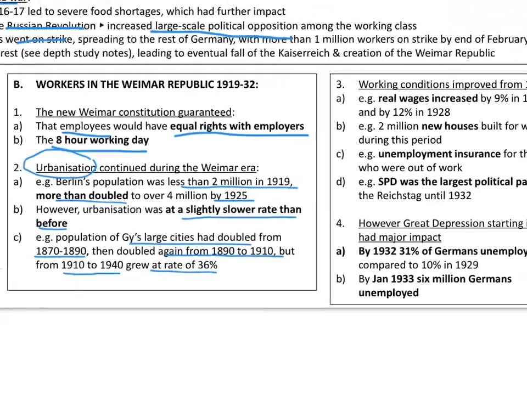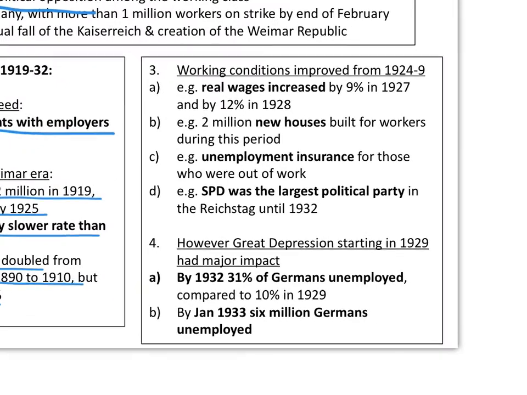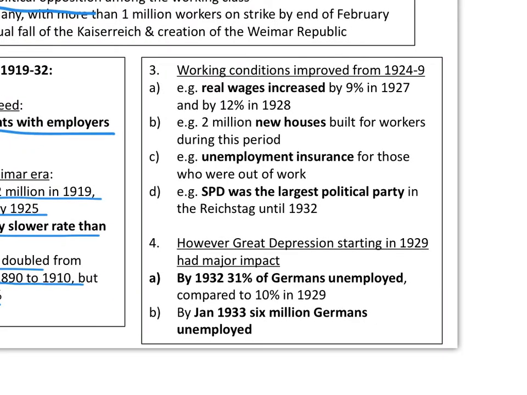So that's that. So there's point number 3. Working conditions, on the whole, therefore, did improve during the mid-years of the Weimar Republic, that golden era. Real wages increased by 9%. Real wages basically means what your money will buy for you.